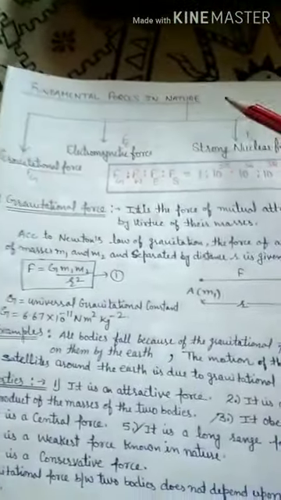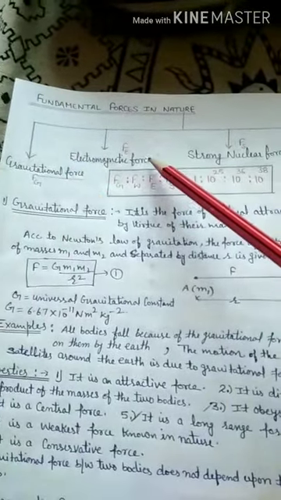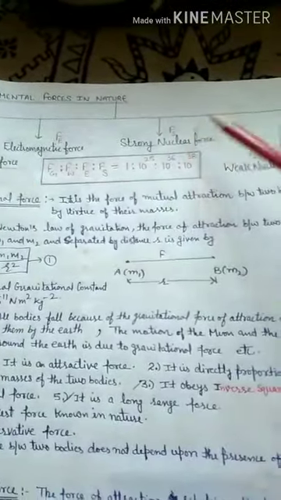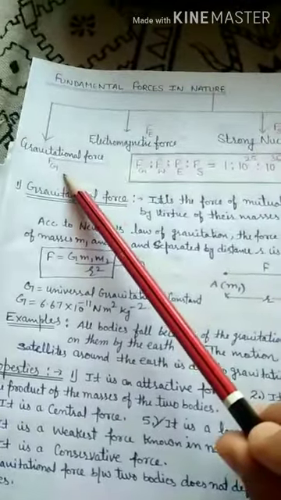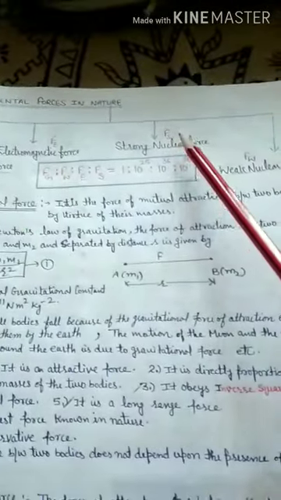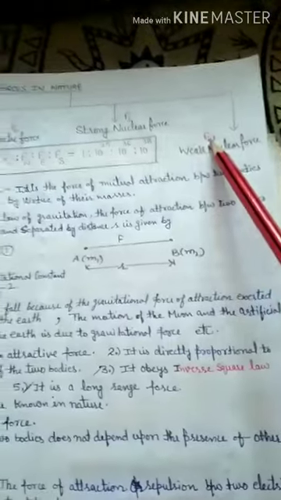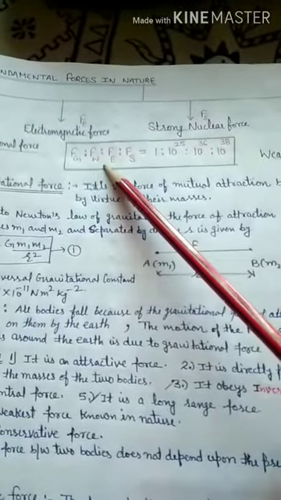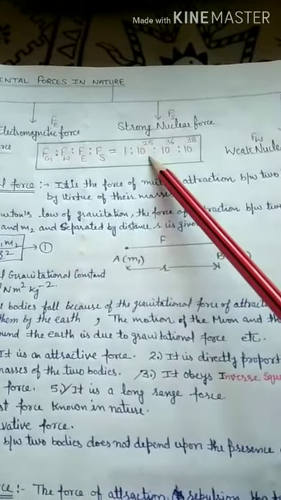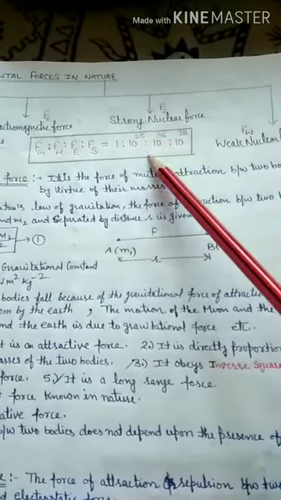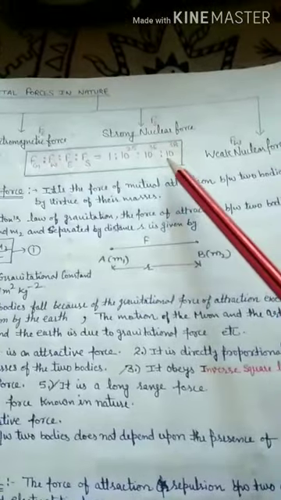Now this is the fundamental forces in nature. There are four forces. One is gravitation, second electromagnetic force, third strong nuclear force, and last weak nuclear force. They are denoted by Fg, Fe, Fs and Fw. Fg : Fw : Fe : Fs is equal to 1 : 10^25 : 10^26 : 10^38.